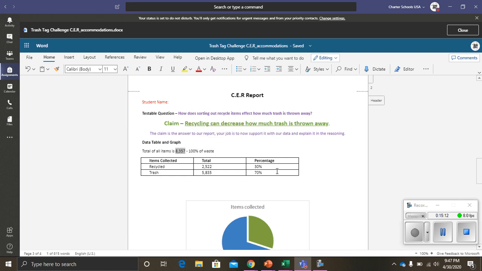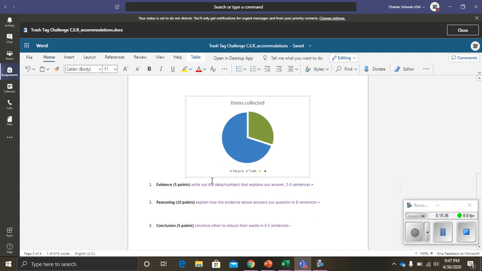We break it down. I did the math for you. 30% of what we collected was recyclable, could be reused, and the other 70% had to go to a landfill. So that means there's 30% less waste. The trash amount went down. Recycling made 30% of what normally would be thrown away reusable.